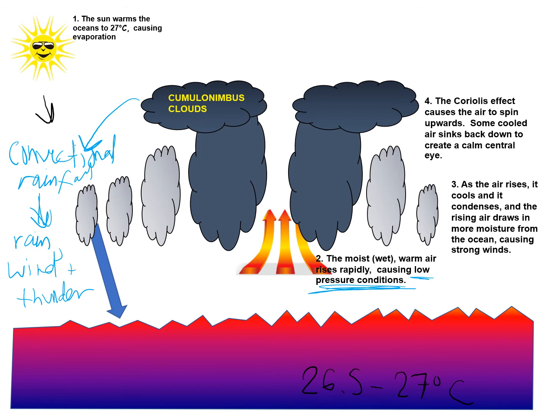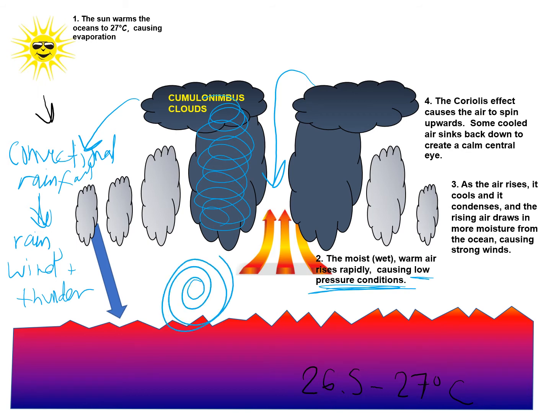So the Coriolis effect causes the air to spin upwards. So when the air is spinning, so it's moving upwards like this, okay, but then some of that cooled air can then sink back down to create the calm center of the eye. So this area here is known as the eye, and if we looked at it from an aerial view, this section here would be the eye, which is the calm part of the storm. So that forces back down.